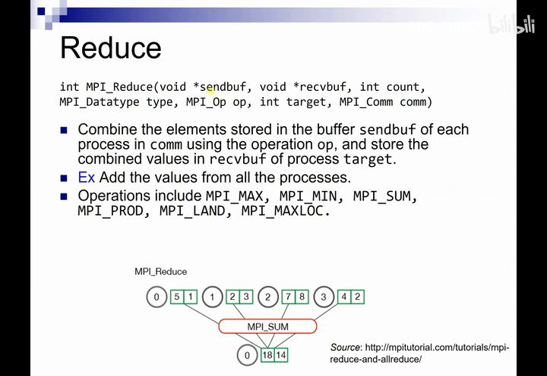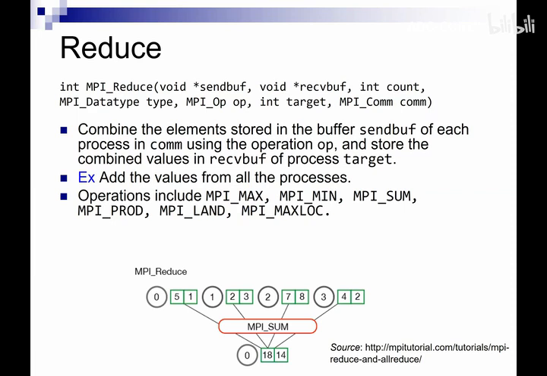So we're going to have a send buffer and a receive buffer, and a count and a data type. The count and the data type is just what kind of values we are sending here. Here they're going to be integer values, and the count is going to be 2 because each process is sending 2 values. And the operation is going to be one of these: either min or max or sum or product or other types of operations.